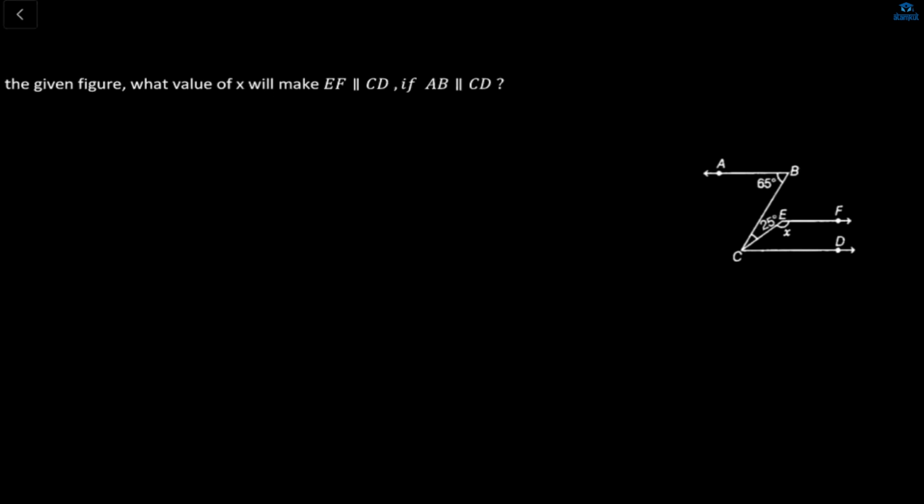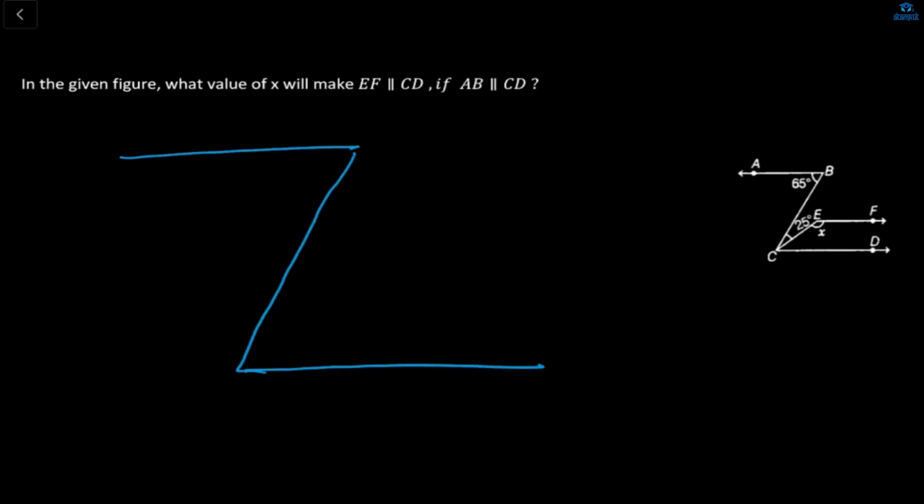Okay, I will draw the diagram again. This is your A, B, C, D. I'm not making the complete diagram. Now if AB is parallel to CD, that means what? I'm extending both the lines. So what will happen? This angle will be equal to this angle, alternate interior angle.